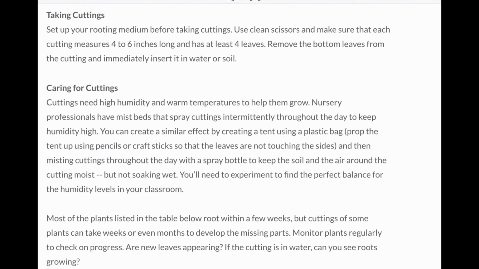Okay, taking cuttings. Set up your rooting medium before taking cuttings. Use clean scissors and make sure that each cutting measures 4 to 6 inches long and has at least 4 leaves. Remove the bottom leaves from the cutting and immediately insert it in water or soil.